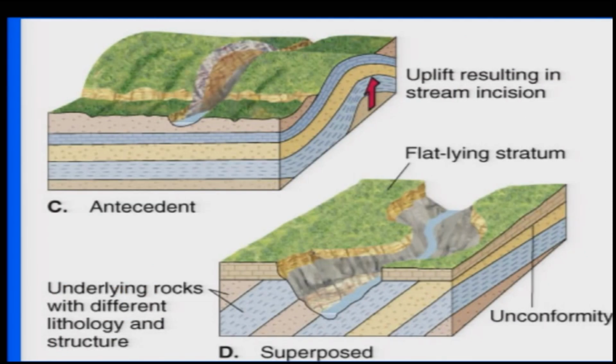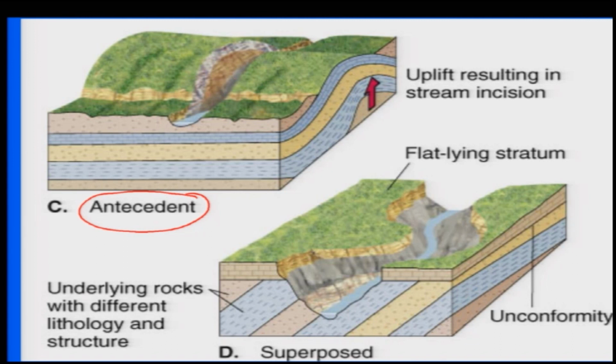Then we also have the term antecedent streams. Antecedent streams are those which flow across the uplifted part. They are capable enough to erode the uplifted area. For example, if we have folds which are in the developing stage due to ongoing deformation, then the stream flowing in that area will be able to cross, incise and flow through the uplifted portion. Those streams are termed antecedent streams.